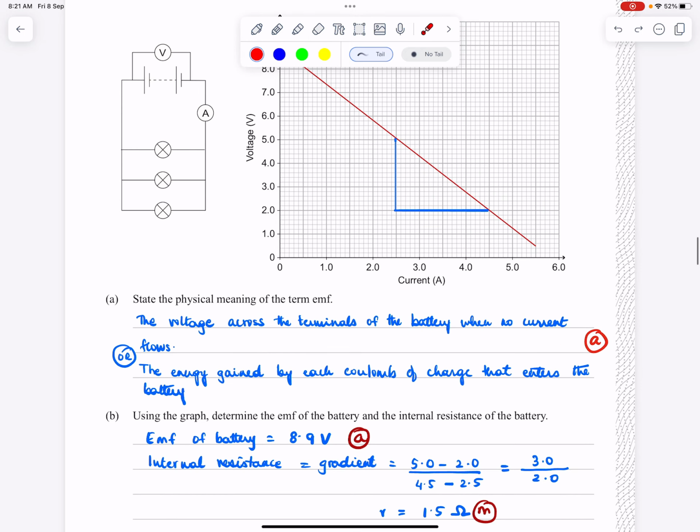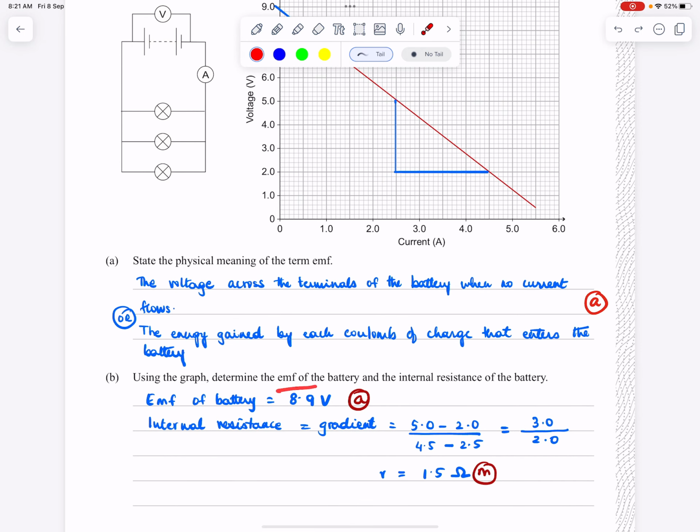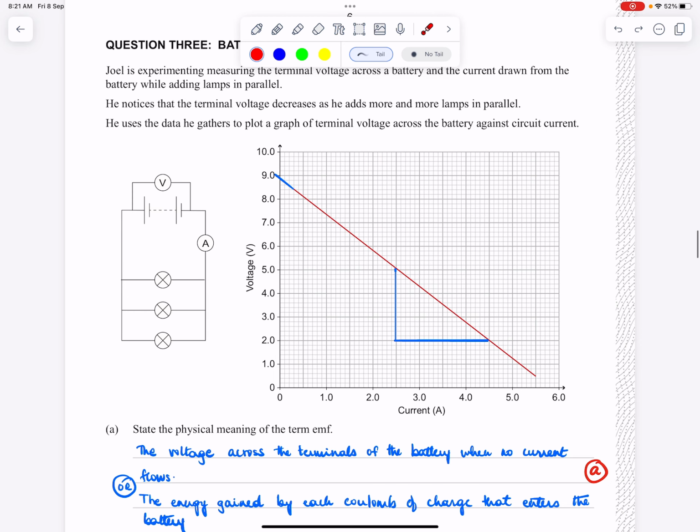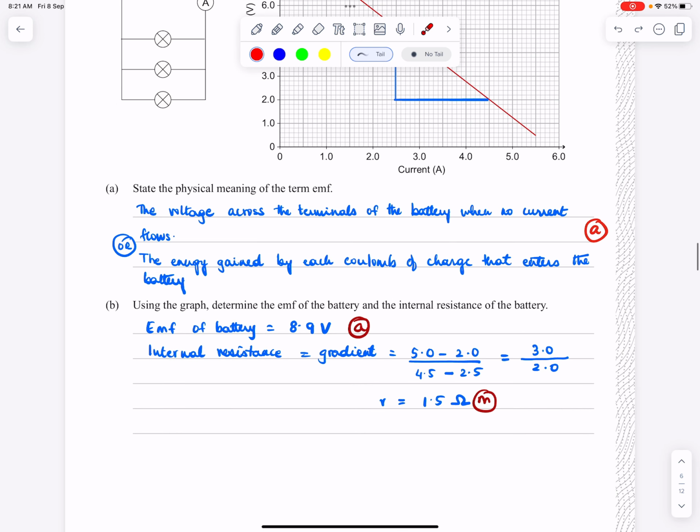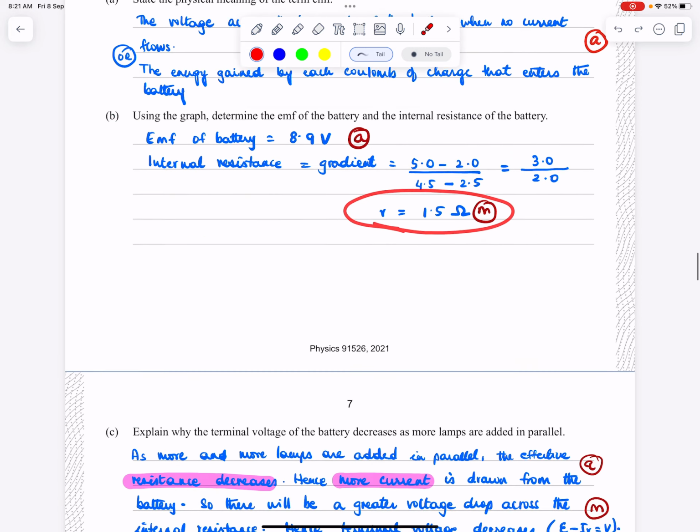Okay. Using the graph, what's the EMF of the battery and the internal resistance? So what you need to do is take a ruler, extend the graph till it cuts the y-axis, and that's your EMF. And the gradient of the graph will be your internal resistance. So that's what I've done. So the EMF is nearly 9 volts, it's about 8.9, and there's your resistance. And show your working clearly.